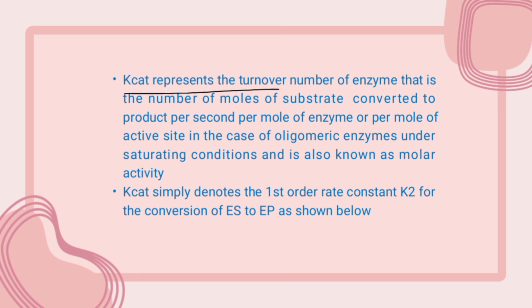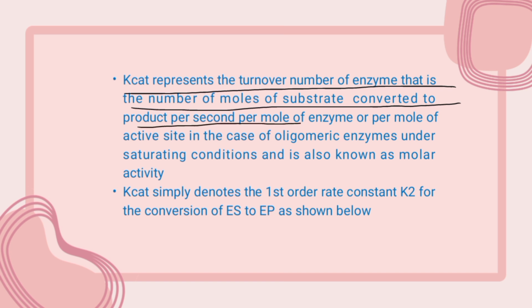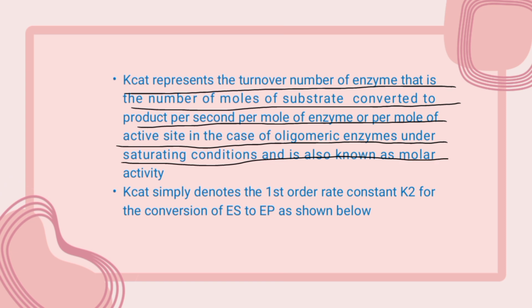Kcat represents the turnover number of an enzyme, that is, the number of moles of substrate converted to product per second per mole of enzyme, or per mole of active site in the case of oligomeric enzymes, under saturating conditions, and is also known as molar activity.